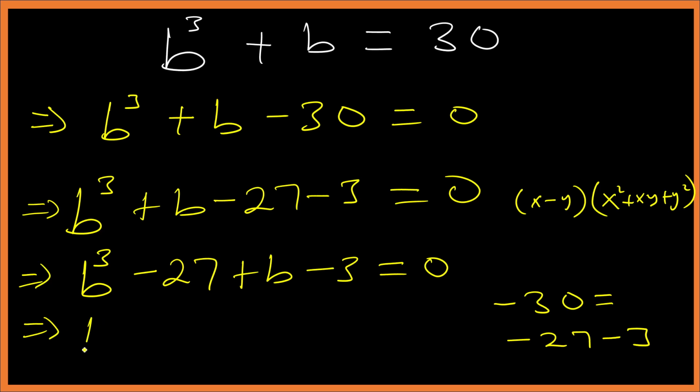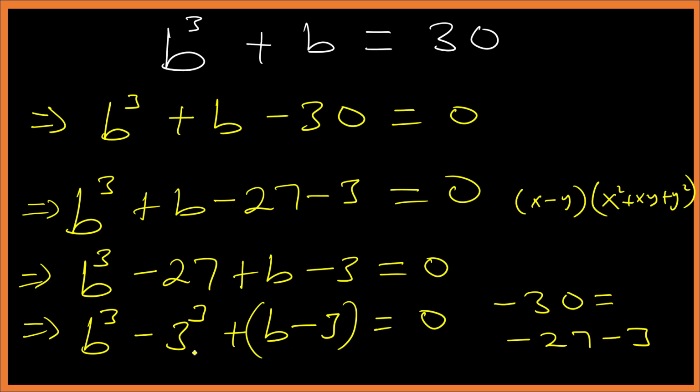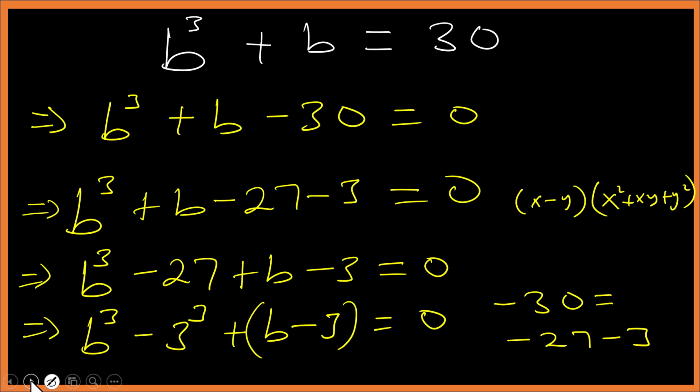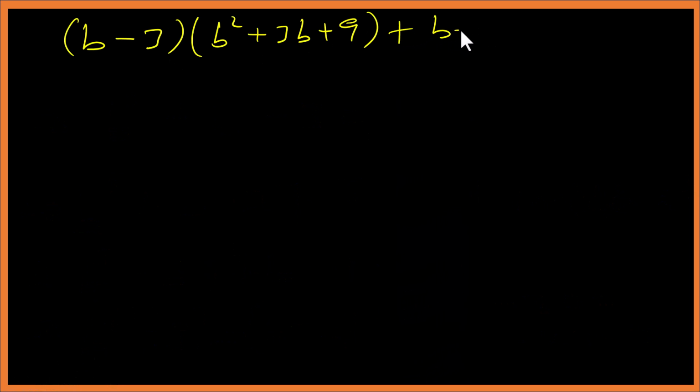So remember this side is the same as b cube minus 3 to the power 3, plus b minus 3. So we now express our difference of cubes here, b cube minus 3 cube. So we have b minus 3, times b squared plus 3b plus 3 squared, 9. Plus b minus 3 equal to 0.